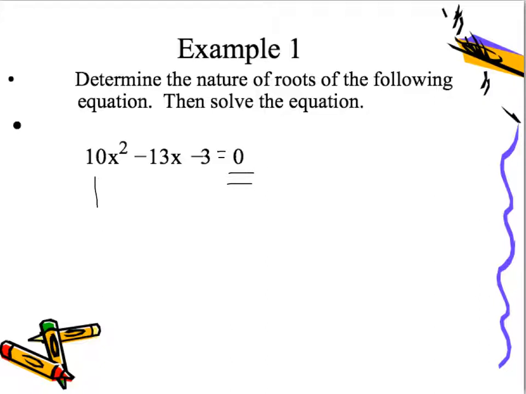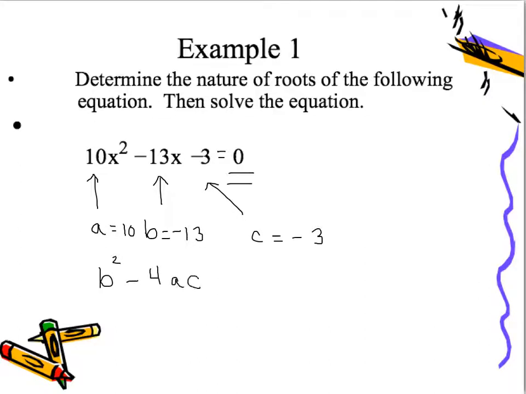Now the value of a is always the number in front of the x squared, b is the number in front of the x, which in this case is negative 13, and c is the constant, which in this case is negative 3. So to find our discriminant, b squared minus 4ac, we're going to substitute those numbers in. Now be careful. Whenever you square a number, you must enclose that number in parentheses and then put the squaring outside. Otherwise, your calculator is going to give you a wrong answer.